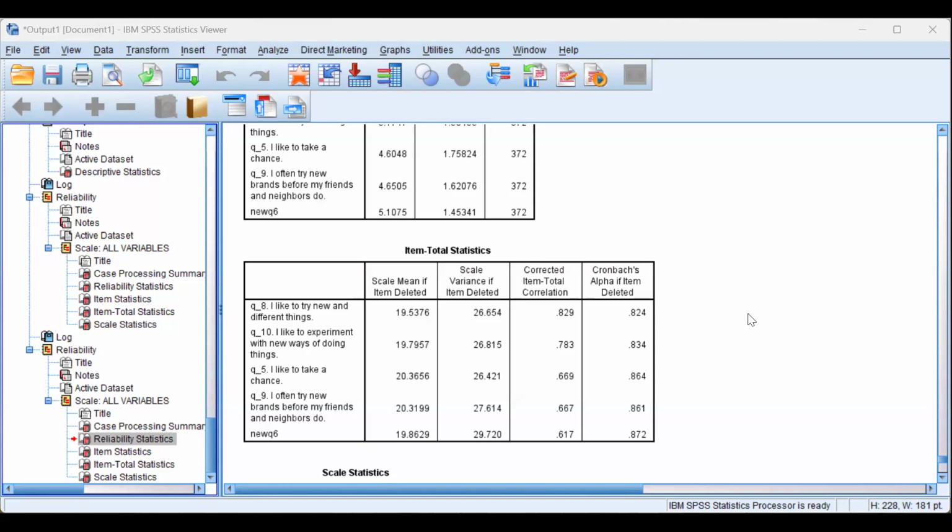If you're testing a theory or a model, then it would be regression. If you say, what is the impact of A on B, then it would be regression. So there are a few basic tests which you need to understand.